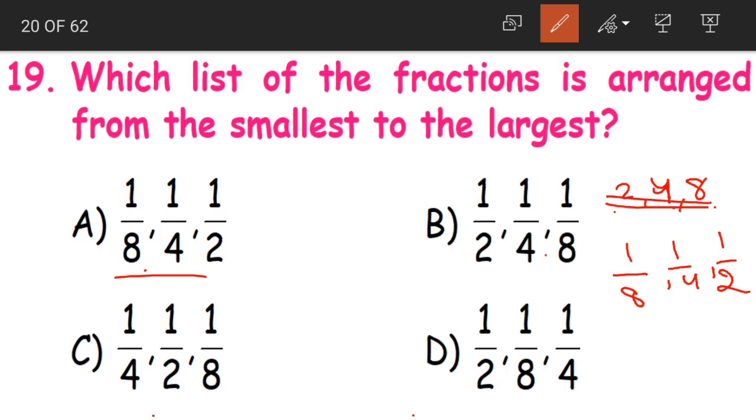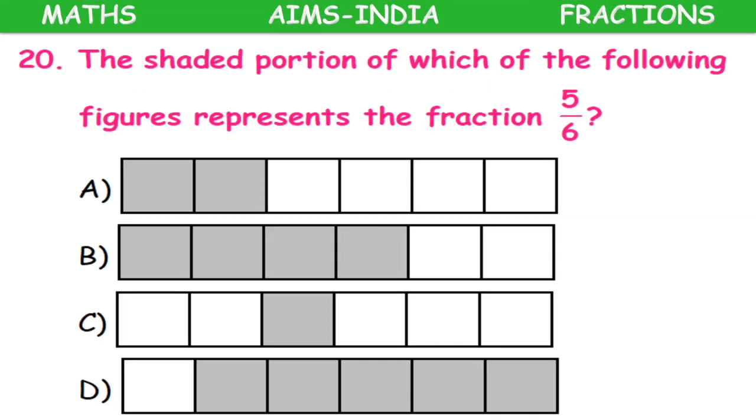Understood? 2, 4 and 8 are in ascending order, but in fractions this becomes the descending order. 1 by 2, 1 by 4, 1 by 8 becomes big to small. So what is the smallest to the largest? 1 by 8, 1 by 4 and 1 by 2. Option A, 1 by 8, 1 by 4 and 1 by 2 becomes our correct answer.